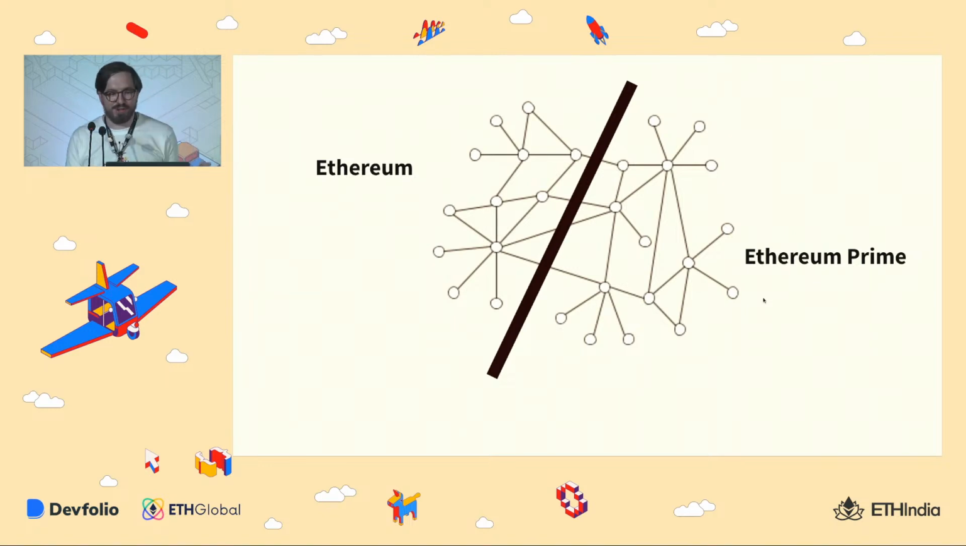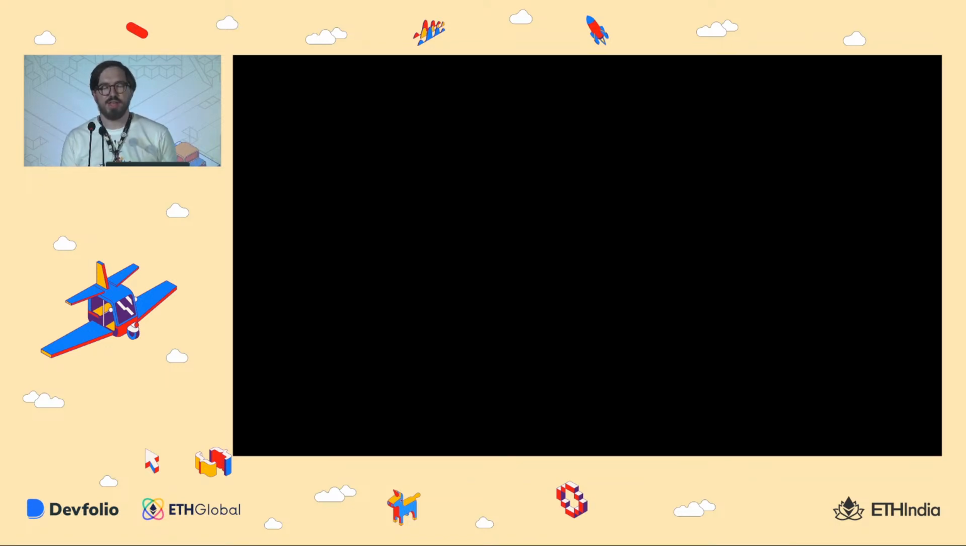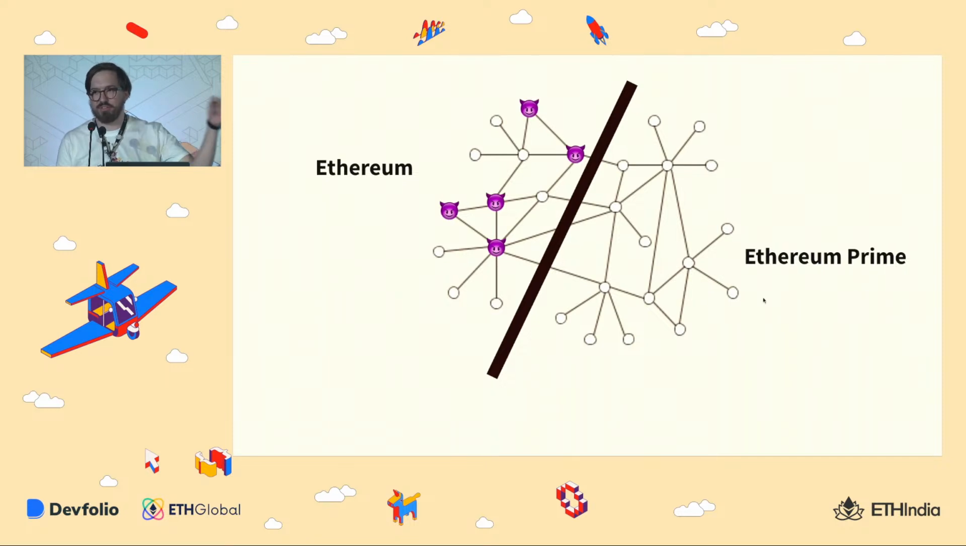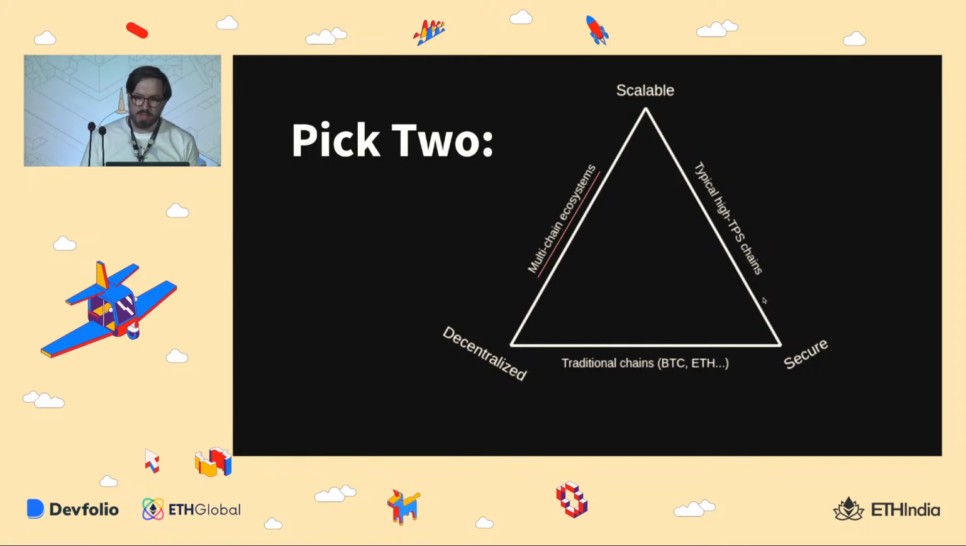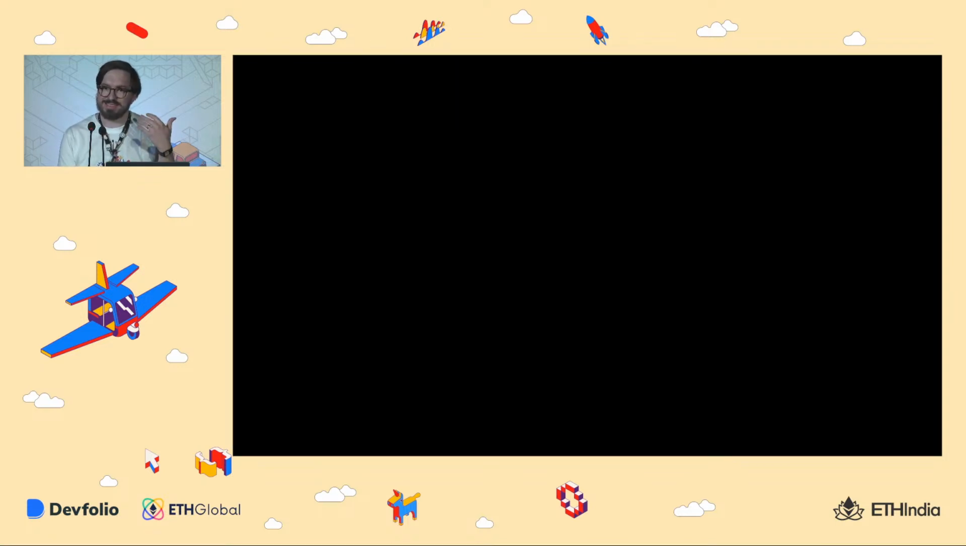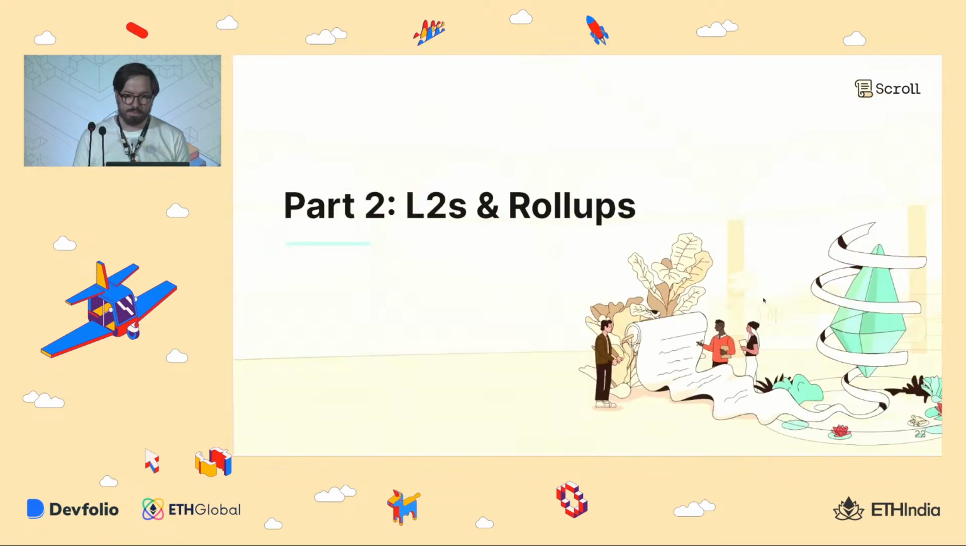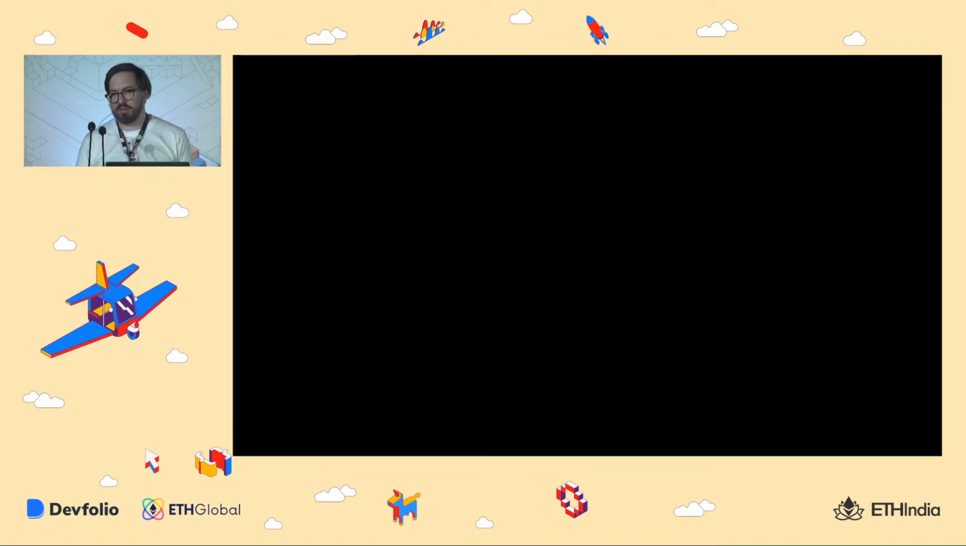But there's an issue here too, right? Now we have half as many validators putting up stake, half as much security there, not to mention we have to figure out how to bridge the gap of this black line, which is a non-trivial problem. And this is the idea of maybe the multi-chain ecosystems that sacrifice on security, they maintain their decentralization, and they scale this way, but it's still not ideal. So part 2 of this story is when we come in and save the day with L2s and rollups.